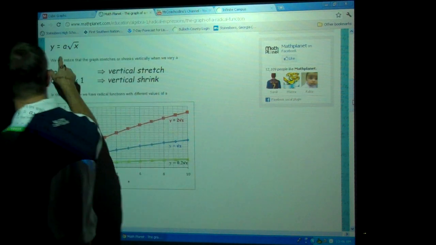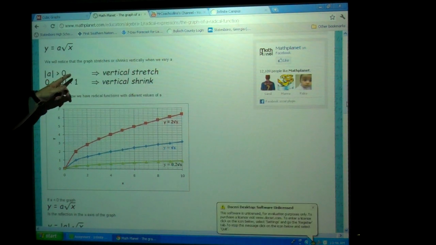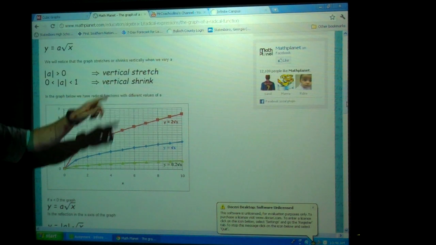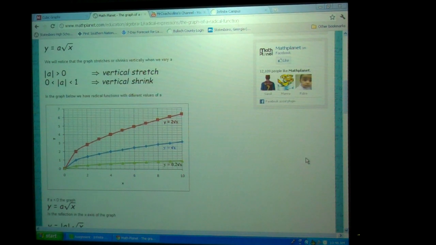If I change the number in front of the radical, in this case A, and A is greater than 0, then what do we have? A vertical stretch. Write that down. These are your notes, coming right off this web page. Man, this is nice. I don't have to graph all of these.